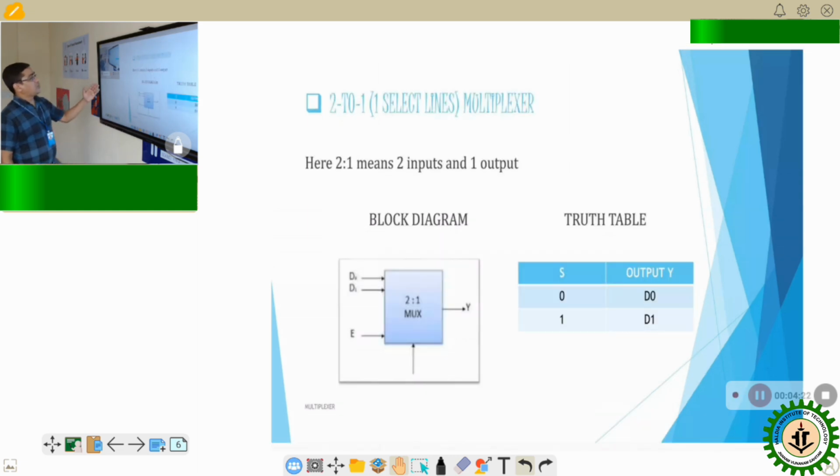Next, the 2:1 multiplexer. We already know the 2:1 multiplexer has 2 data inputs, only one output, and one select input. If we take the select input as S, a single variable, written in binary it is 0 or 1. The data inputs are D0 and D1. There is also the enable input, the power supply VCC of 5 volts, and only one output. This is the block diagram of the 2:1 multiplexer.